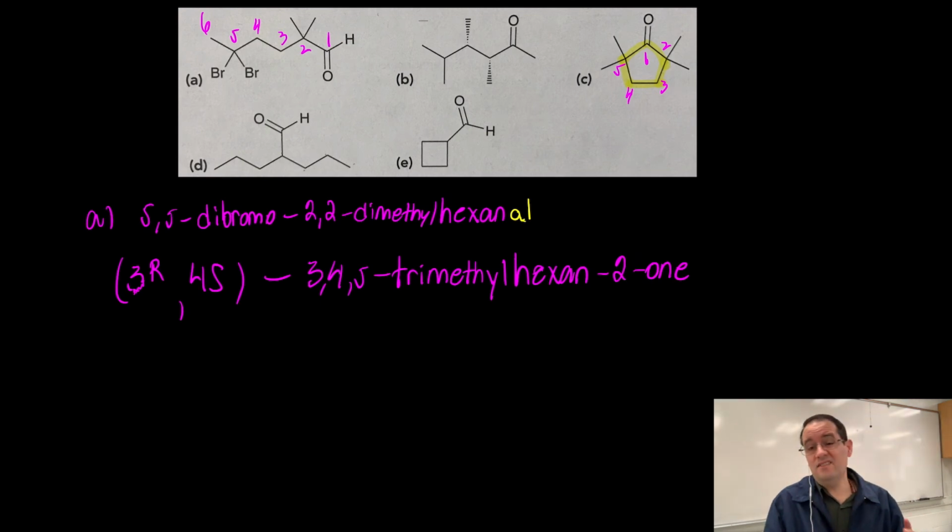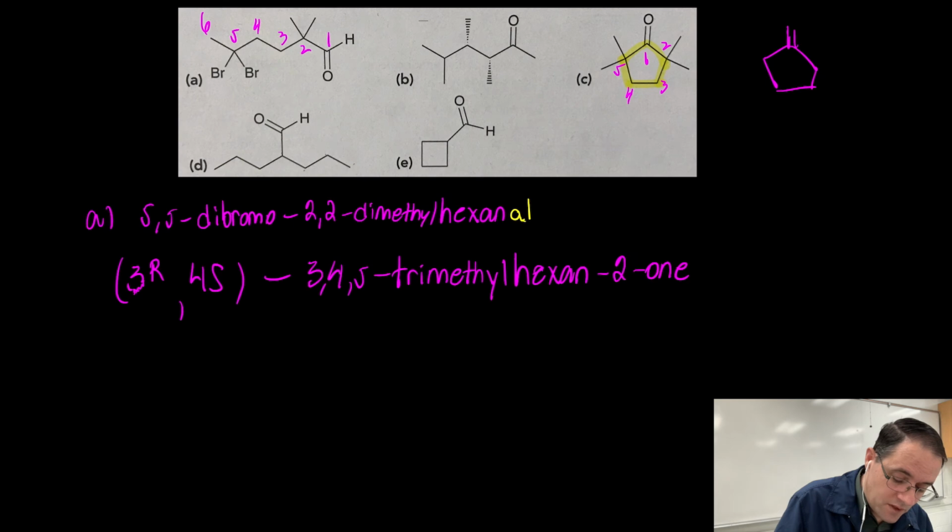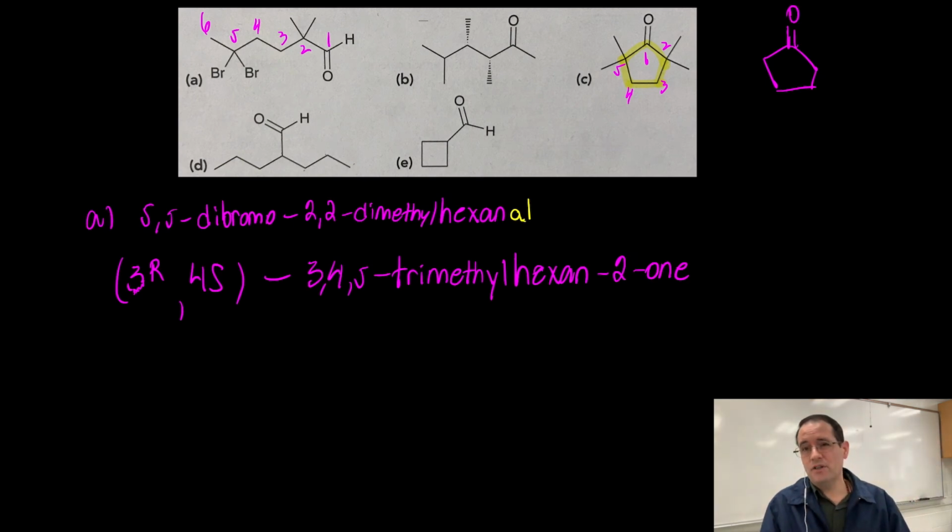Okay, and since it's a ring, we don't need to say carbon 1. For example, if I told you, hey, I have a structure called cyclopentanone, you would not be confused that there's a ketone there. So I don't need to say 1-cyclopentanone here either, because it's a ring, it's a cyclo system, okay?